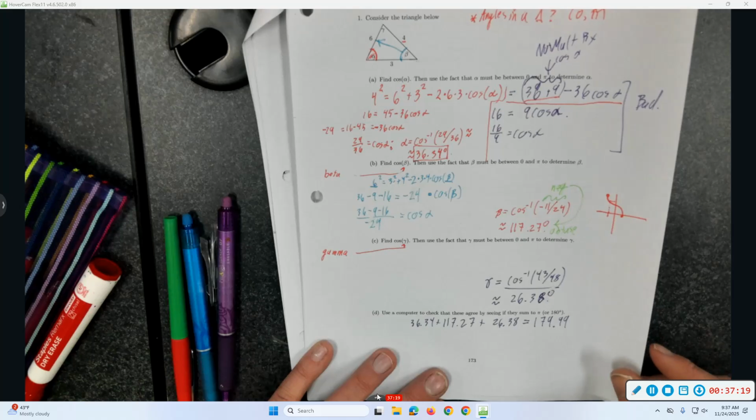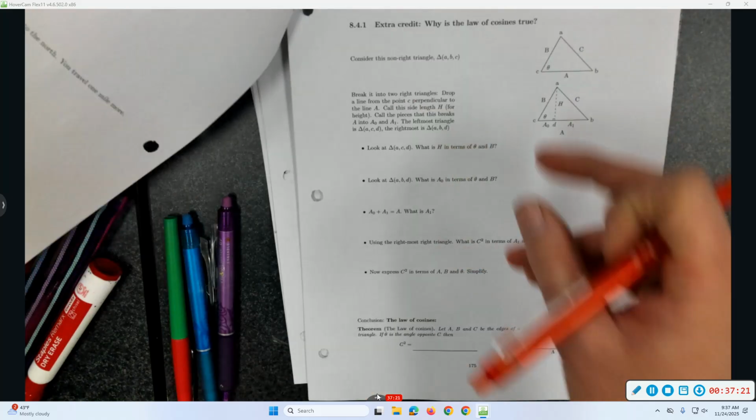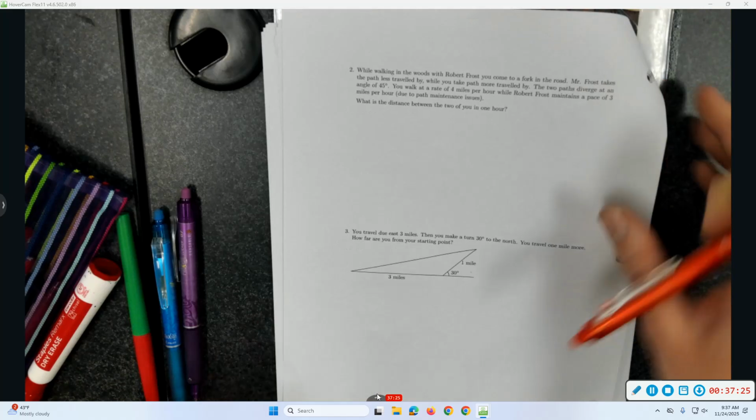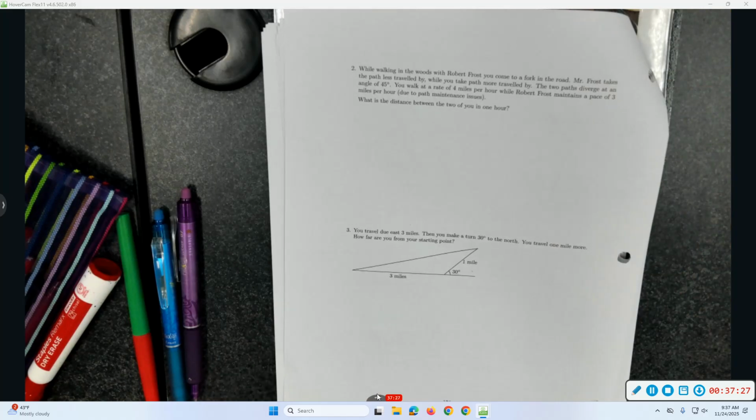Alright, so there are two last things I want to do with today. Let's do some applied problems, because all of this stuff is what things like triangulation and a bunch of navigational things rely on. Let's just see some examples of that.